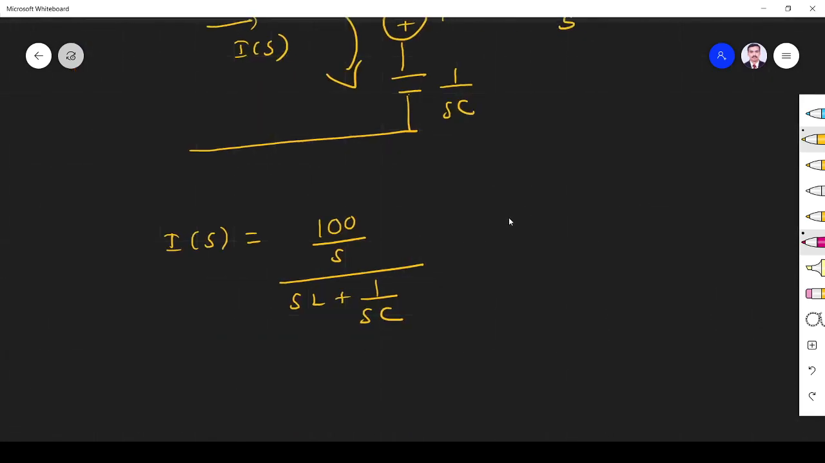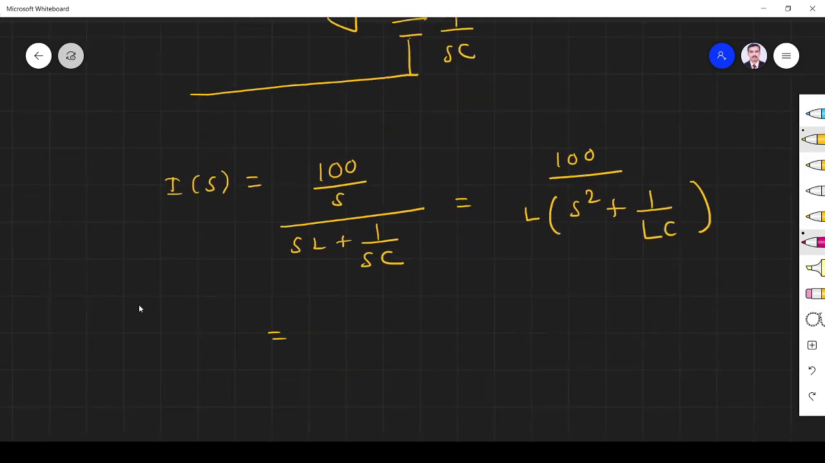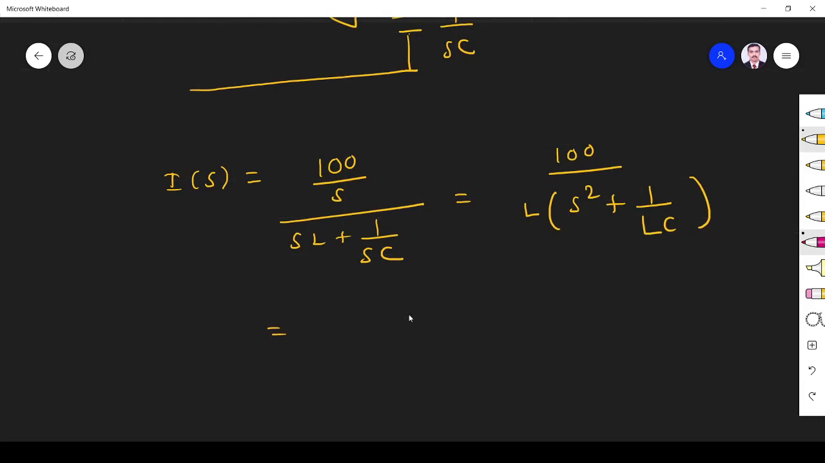Okay. So now what do I do? I take this S and bring it inside, and I take L outside. So it will be S squared plus 1 by SC. This S I bring inside and multiply with that, so it is S squared. L I take outside. So the S's cancel, and it is 1 by LC. So I rewrite this one.